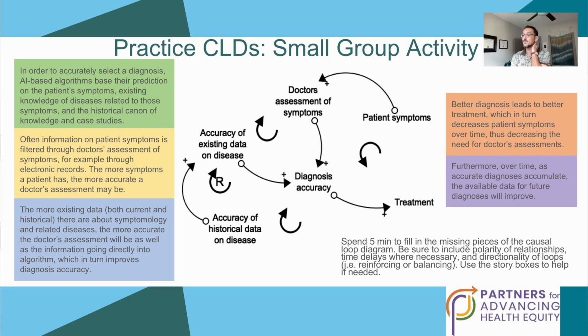Can you repeat the question, please? Yes. If I wanted to link this variable of accuracy of existing data on disease with doctor's assessment of symptoms, which direction is that causal relationship? Is it doctor's assessment affects accuracy of existing data on disease, or existing data on disease affects doctor's assessment of symptoms? And also, what polarity? Is it positive or negative?